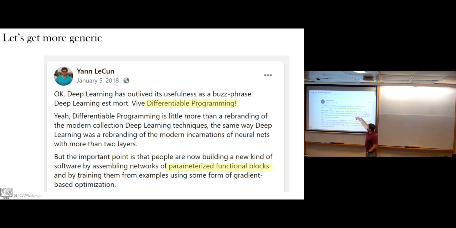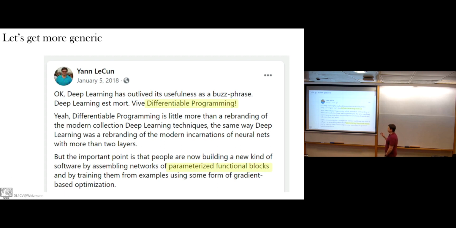So, differentiable programming. This didn't work. Nobody says differentiable programming, and everybody is just saying deep learning, which is okay. It doesn't always work out for you. But the idea that this post represents still holds.